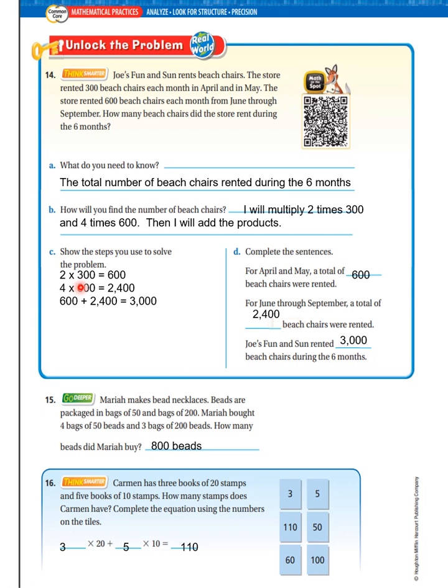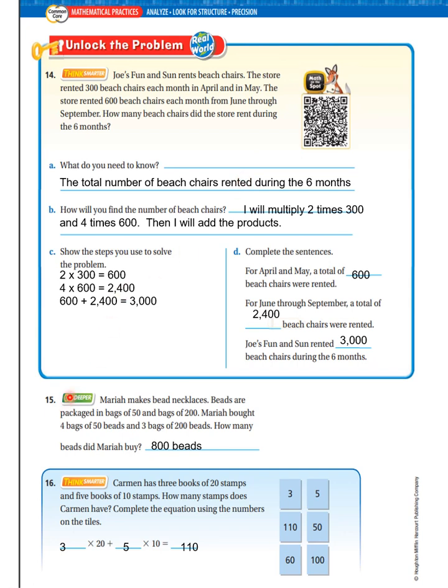2 times 300 equals 600. 4 times 600 is 2,400. 600 plus 2,400 equals 3,000. Complete the sentence. For April and May, the total number of 600 beach chairs were rented. For June through September, the total number of 2,400 beach chairs were rented. Joe's Fun & Son rented 3,000 beach chairs during the 6 months. I hope you got that right, boys and girls. All right.